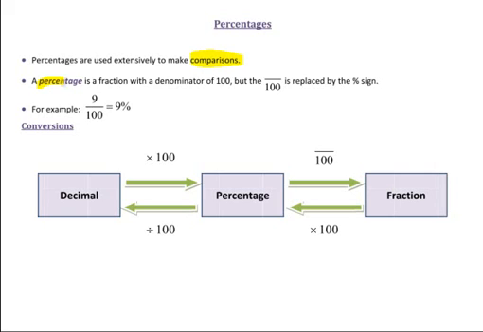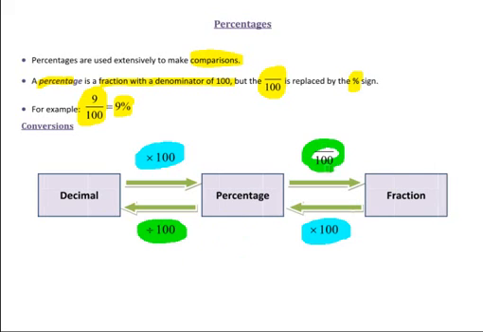Now, a percentage is just a fraction with a denominator of 100. It's just that the over 100 bit is replaced with a percentage sign. So 9 over 100 is 9%. If we're converting a decimal to a percentage, we times by 100. A fraction to a percentage, we times by 100. So if we're converting to a percentage, always times by 100. If you're going from a percentage to a decimal, we divide by 100. A percentage to a fraction, we put it over 100, which is essentially divide by 100.